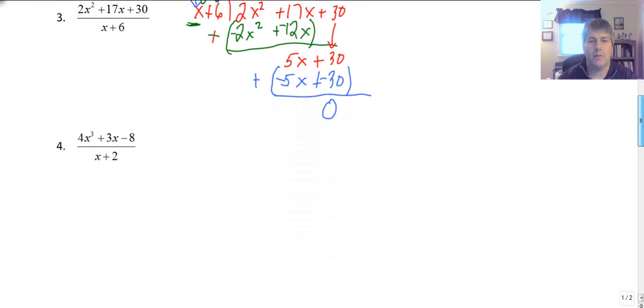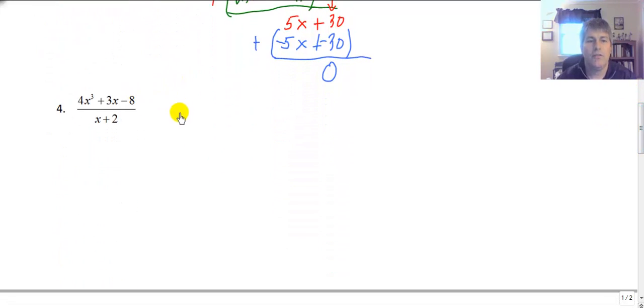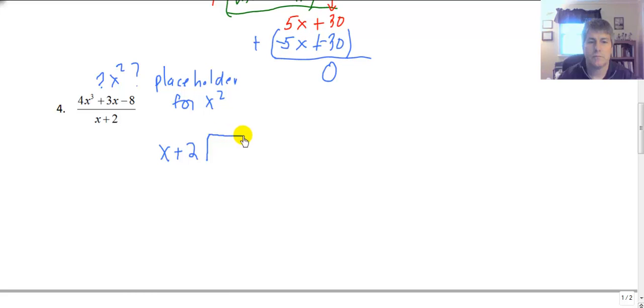Let's try another example. We'll do the same process. How many times does x plus 2 go into 4x cubed plus 3x minus 8? Well, we want to put this in decreasing order of x, but you'll notice there's no x squared term. So we're going to need a placeholder for x squared. So let's go ahead and set it up. x plus 2.